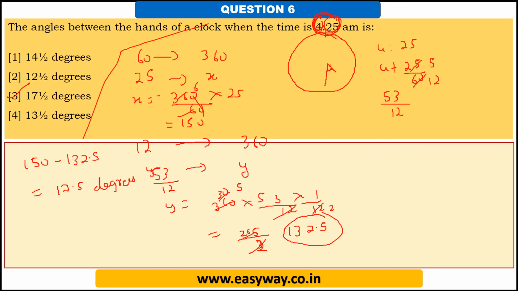Now in this question what we have done is first found the angle covered by the minute hand. We know that in 1 hour the minute hand covers 360 degrees. In 60 minutes it covers 360 degrees.